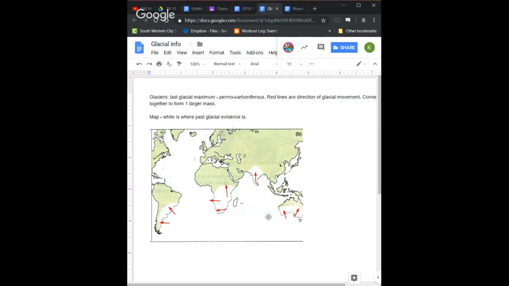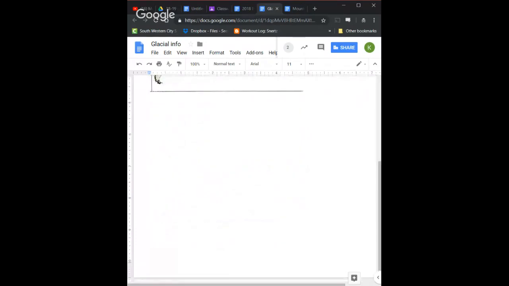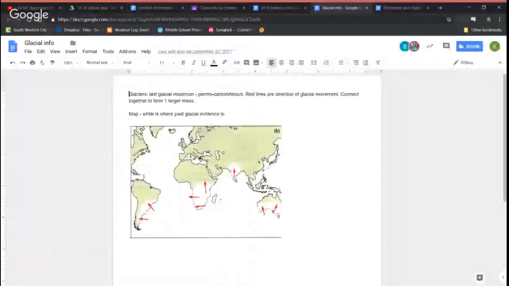Okay, so where the white marks are with the red arrows, everything that's covered in white was once glaciated. What's missing from this picture is Antarctica, which was obviously glaciated as well. The arrows are showing the direction that the glaciers pushed towards, okay? So those arrows are the directions the glacier would have been moving in. It makes a little bit more sense if you were to slide all these together. I hope I have that picture on here somewhere. Doesn't appear that I do.